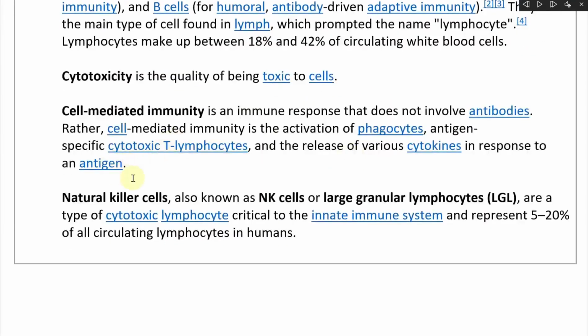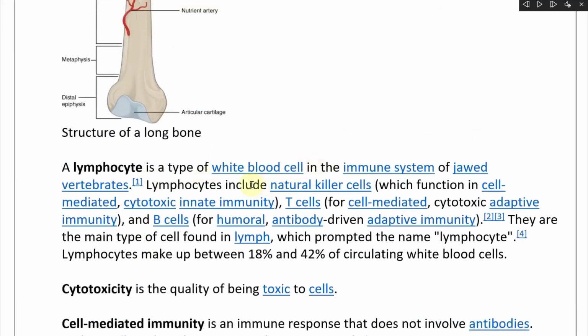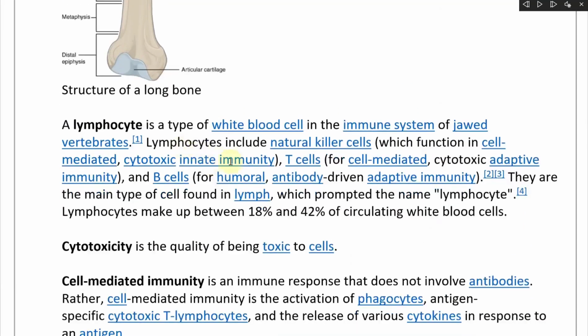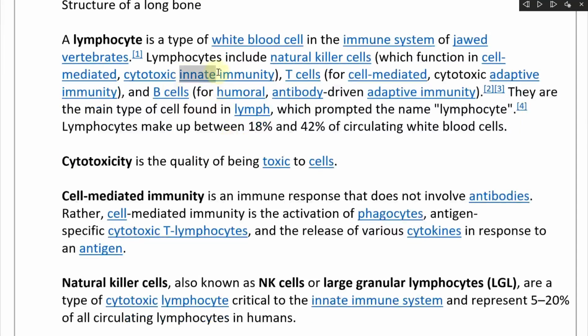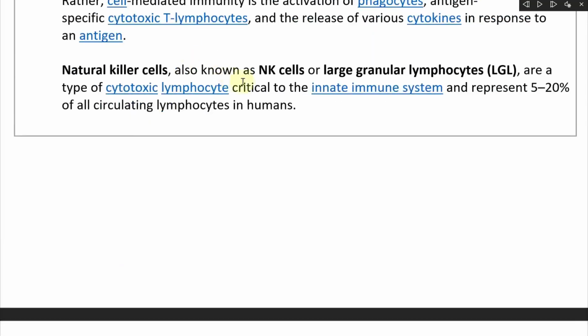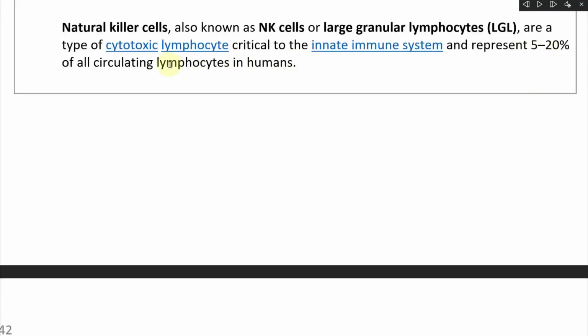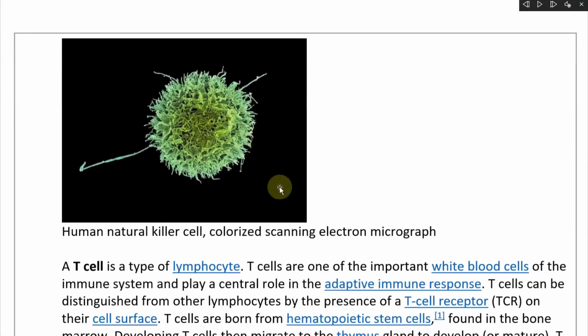So now let's look at natural killer cells, and that's the cell-mediated cytotoxic innate. The key one is the innate immunity. So natural killer cells, also known as NK cells or large granular lymphocytes, LGL, are a type of cytotoxic lymphocyte critical to the innate immune system and represent 5 to 20% of all circulating lymphocytes in humans. Interesting, yes. And human natural killer cell, colorized scanning electron micrograph right here.